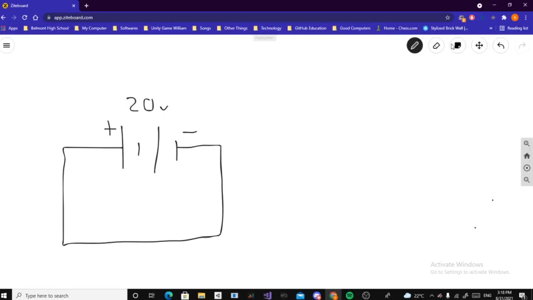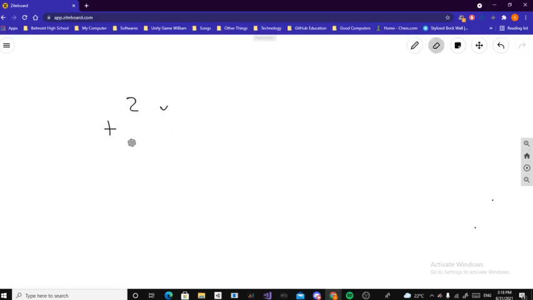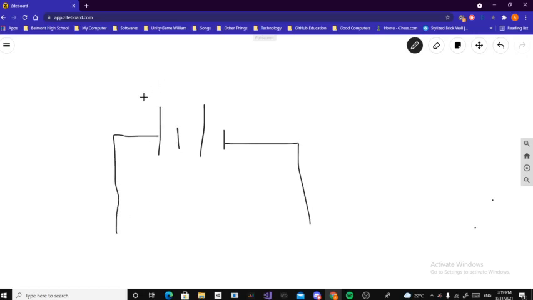The next component we are gonna see is a resistor, the most common electrical component. So let's put a little thing here. We have plus, minus, and let's give it 20 volts again.